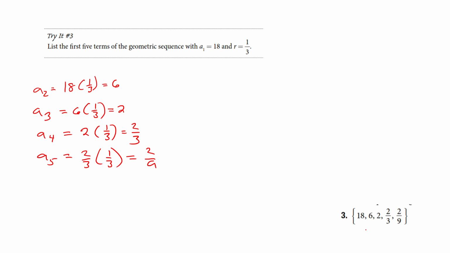Now put it down here in set notation, and those are my first 5 iterations of the geometric sequence. Okay, that's it. That's all we're going to do to start us off here. We'll take a deeper dive into this in the next section, but that's a brief introduction of the geometric sequence.